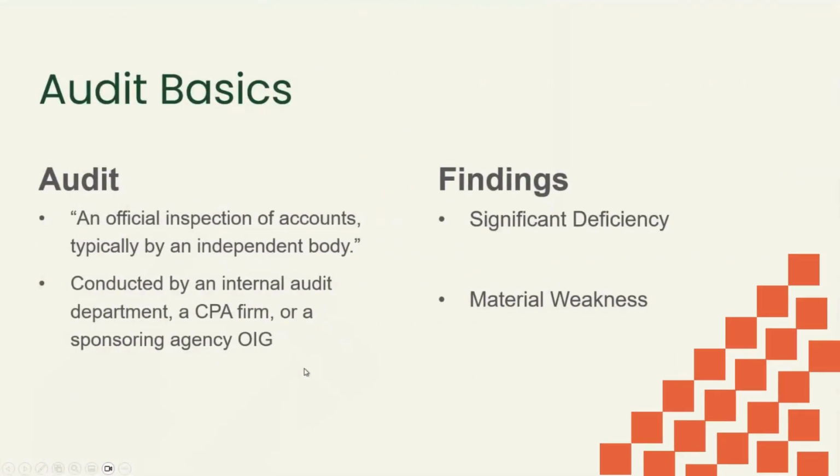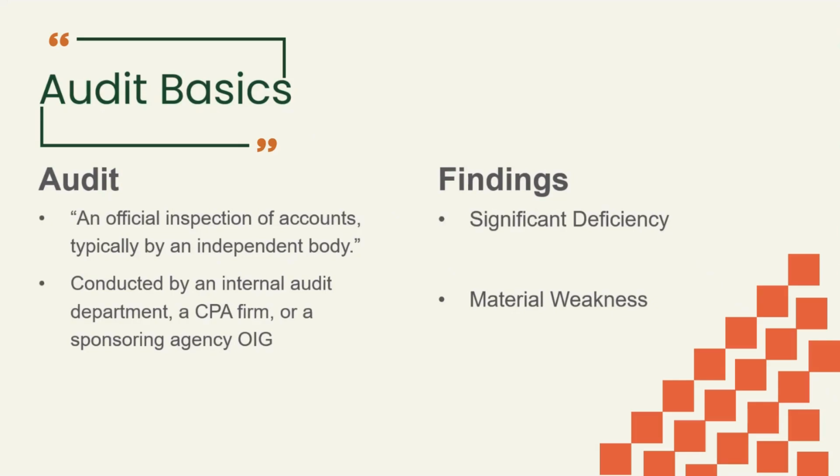Kim, do you want to take them through the basics of what an audit is? Sure. So really the audit basics, there's kind of two different things. There's the audit, and then you can have different types of findings. So an audit is the official inspection of the accounts, typically by an independent body. And it's often conducted by either an internal audit department, a CPA firm, sponsoring agencies, OIG.